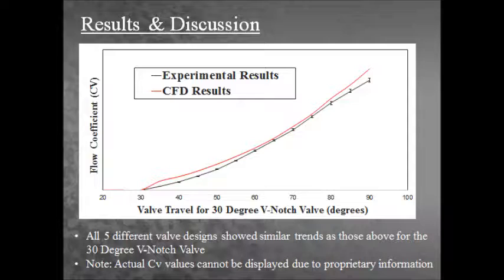After all data was taken from the computer and experimental studies, results were generated for each of the 5 different valve designs to compare the flow coefficients as the valve was opened. All 5 plots showed similar trends to those shown for the 30-degree V-notch valve design. The CFD results showed very similar trends to those found experimentally.